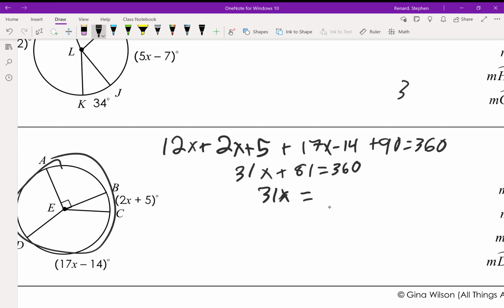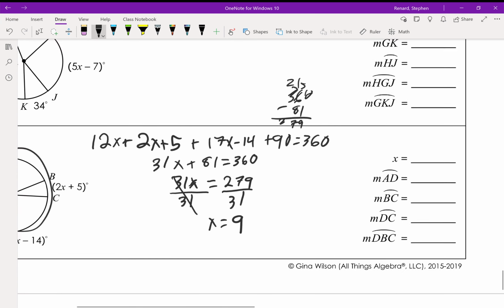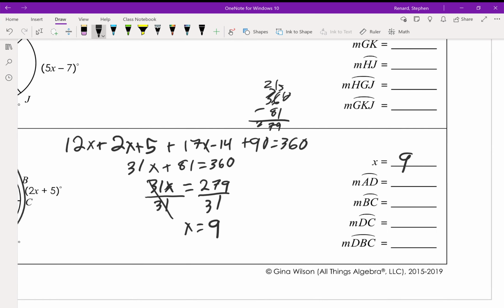equals 279. Divide both sides by 31. And we get x equals 9. So we know that x equals 9.